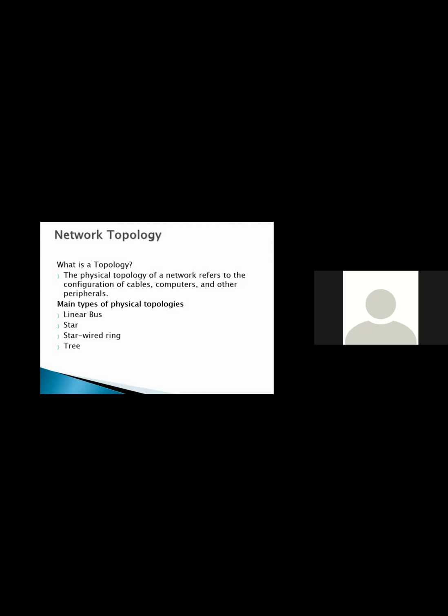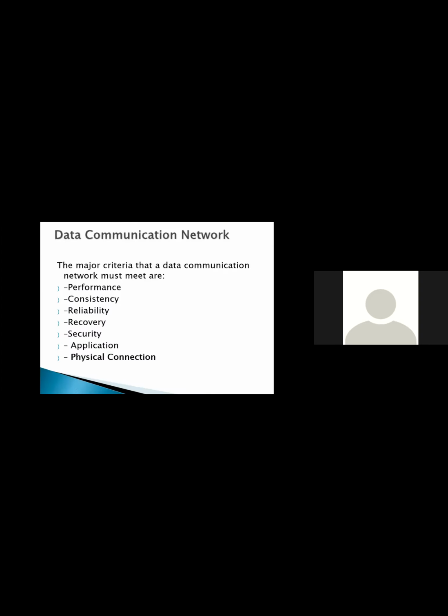Network topology. What is a topology? The physical topology of a network refers to the configuration of cables, computers, and other peripherals. Main types of physical topologies are bus, star, star wired ring, and tree topology. Data communication network: the major criteria that a data communication network must meet are performance, consistency, reliability, recovery, security, application, physical connection.